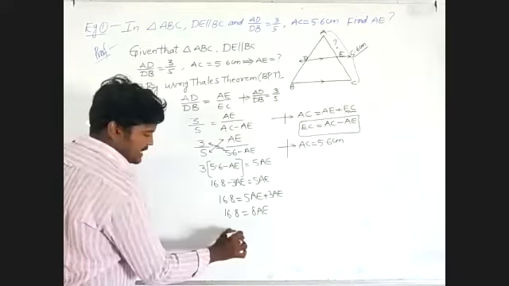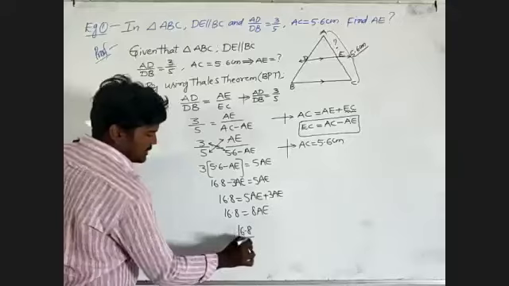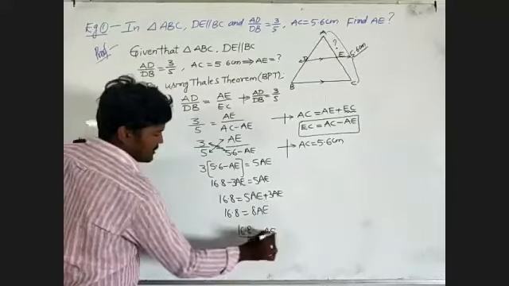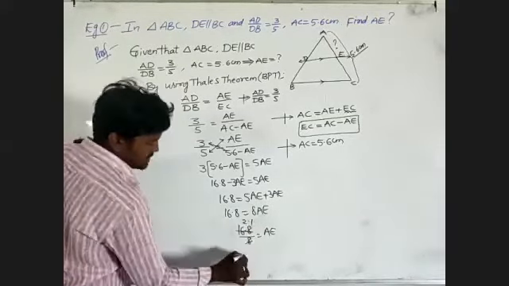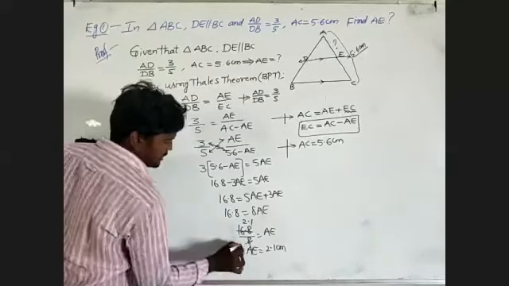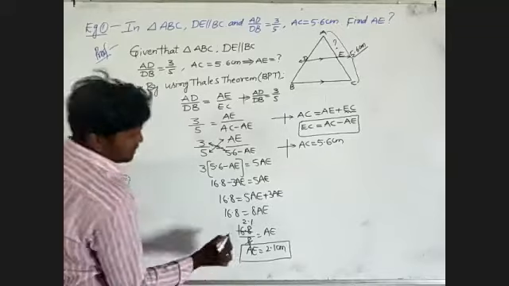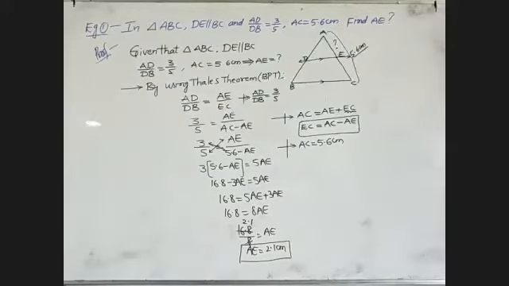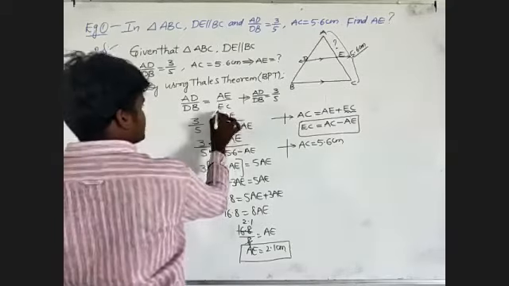After that, AE is 16.8 by 8, that we have to write as AE. Here it will become 8 2 8 1. Finally, the value of AE must be 2.1 centimeters. This is what is asked in this given problem. Here we will observe, here we have to replace with EC.